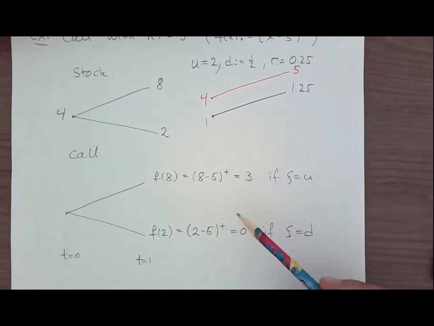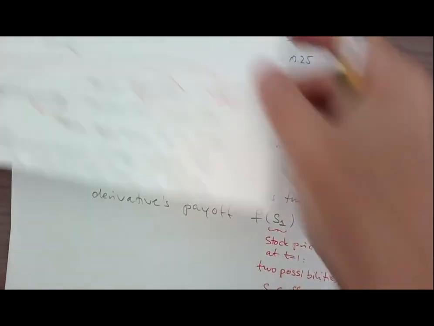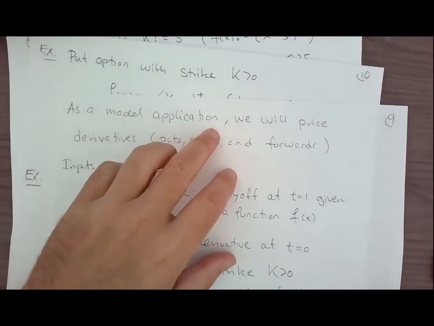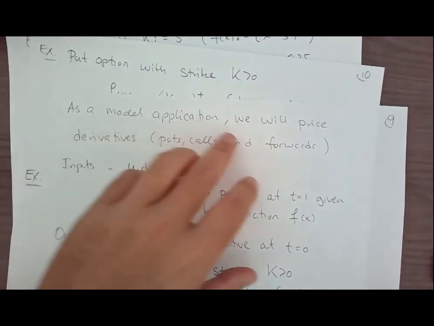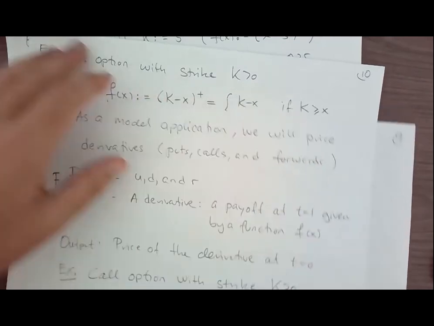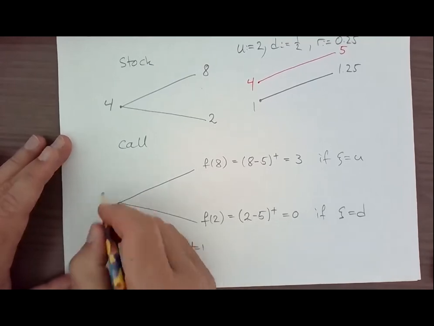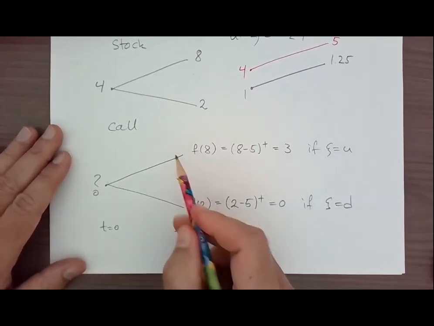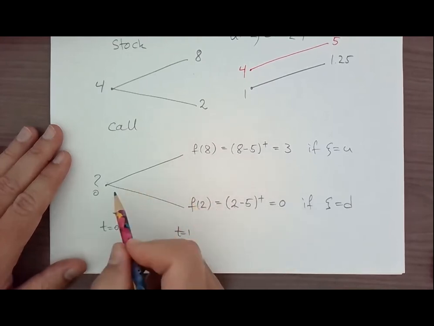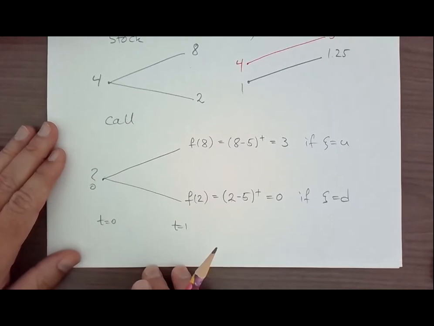And the big question mark is, this is what I'm talking about when I say that as a model application, we will price derivatives. That phrase, price derivatives, means figure out what to put here. Now, you're given what it is out here at time 1, but what's the value over here? What to put here at time 0?